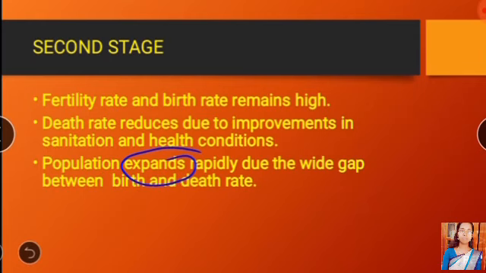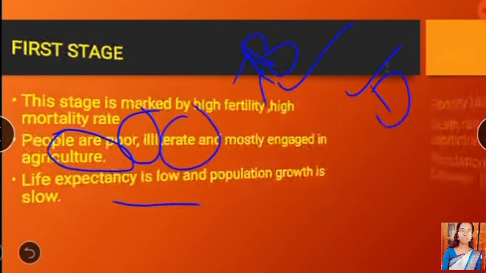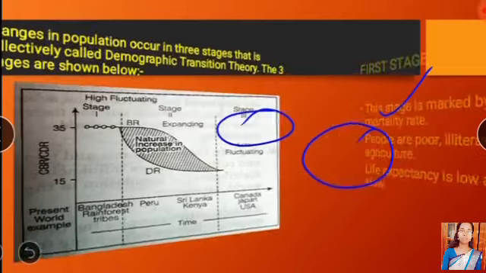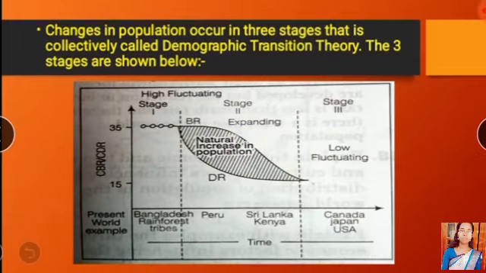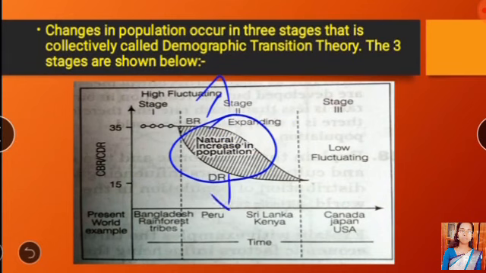And there is a natural increase in population. See? The natural increase in population happens in the second stage because the birth rate is high, death rate is low. So there is a natural increase in population. So the second stage of demographic transition is marked by expanding population.